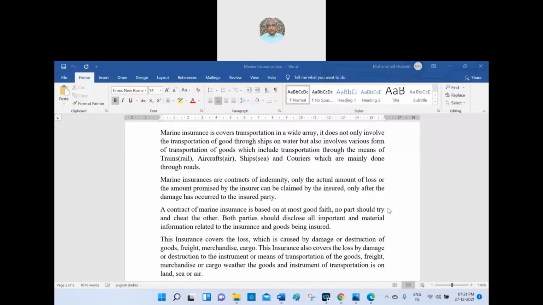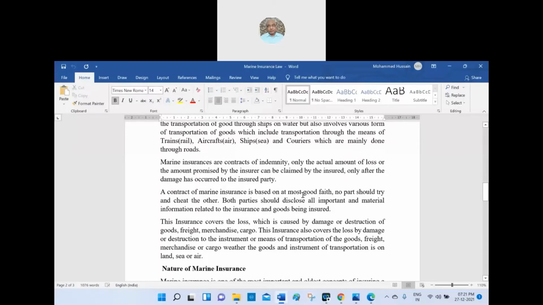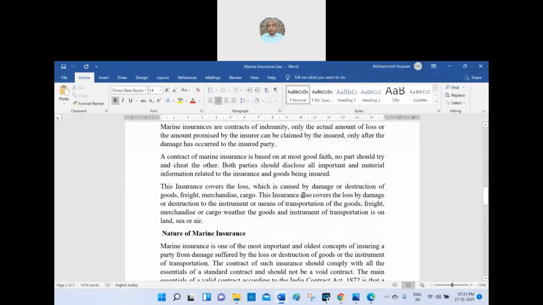Suppose there is no damage, and the goods reach the destination in good condition, in safe custody, without any damage. At that instance, the insurer need not pay. Once the premium is paid, it is over, unless it is a different type of insurance they made, marine insurance.